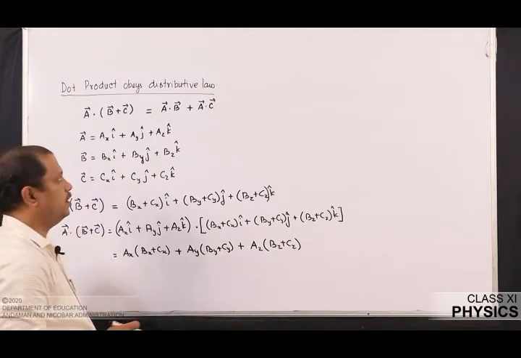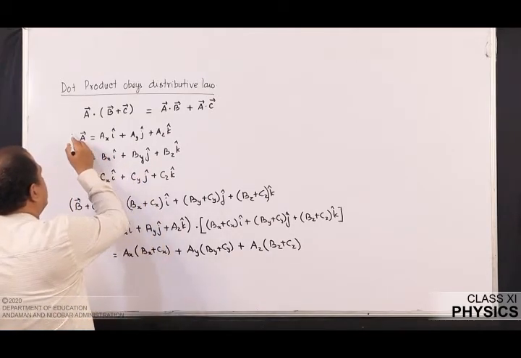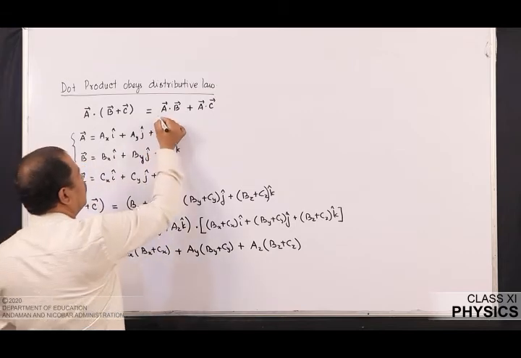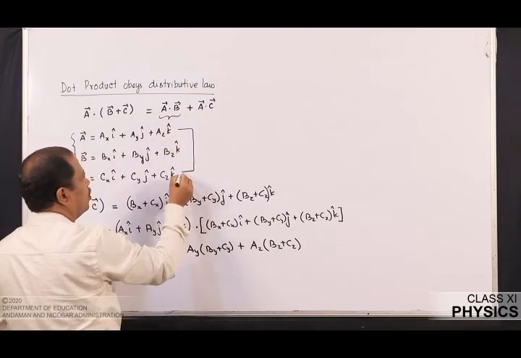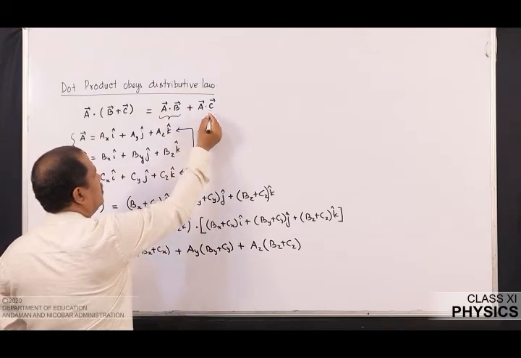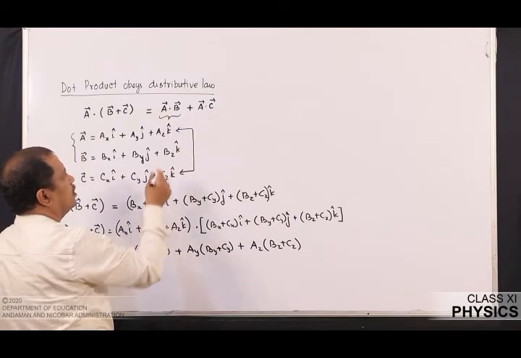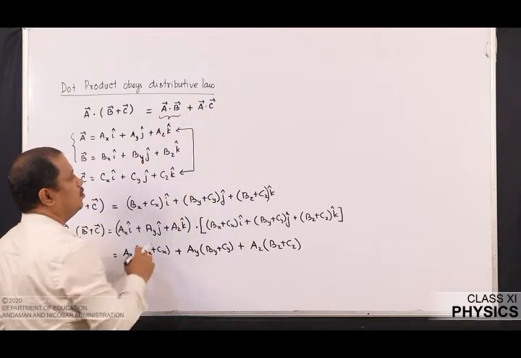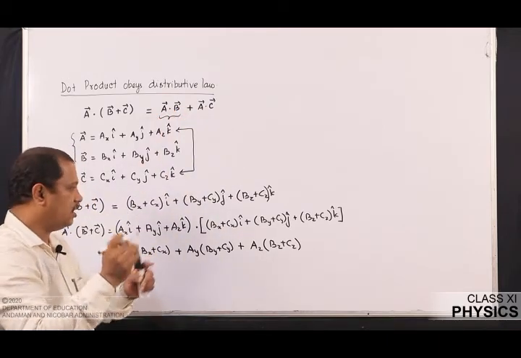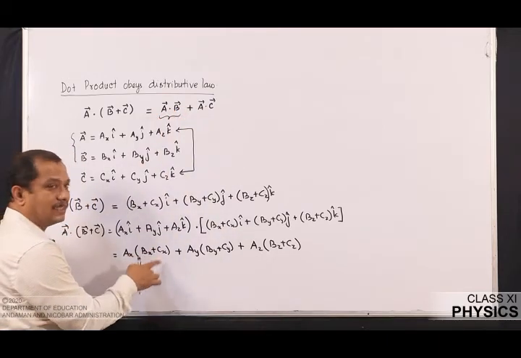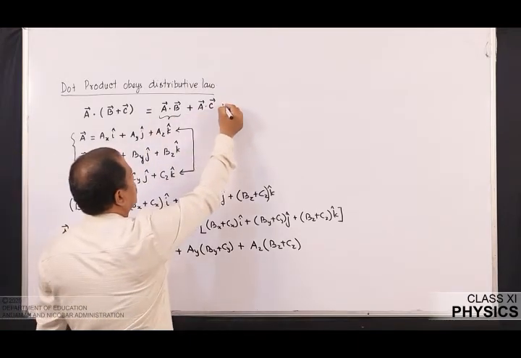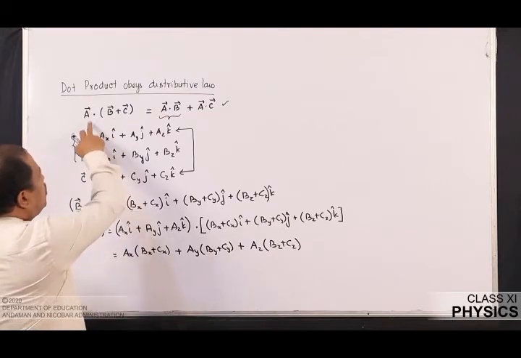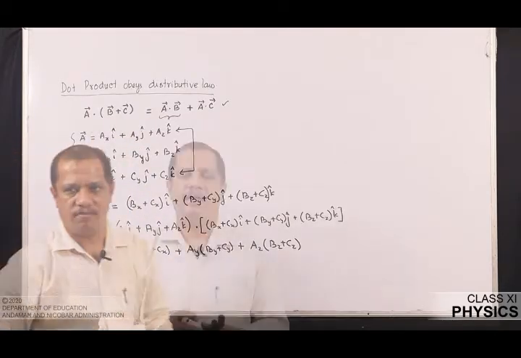Now what you need to do is, you will have to take A and B separately. You find A dot B. Then you find the dot product between A and C. Then you find the sum of the two and verify whether you are getting this one or not. And you must get it. If you get this, that's how you prove that the dot product obeys the distributive law.